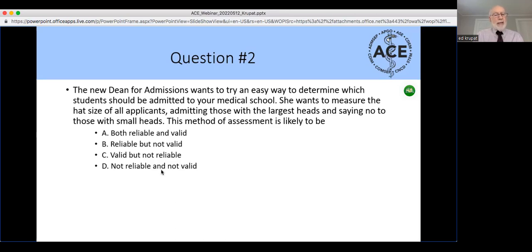Would you say that this is an assessment method that's both reliable and valid, reliable but not valid, valid but not reliable, or neither reliable nor valid? We should have the choices up. There you go.